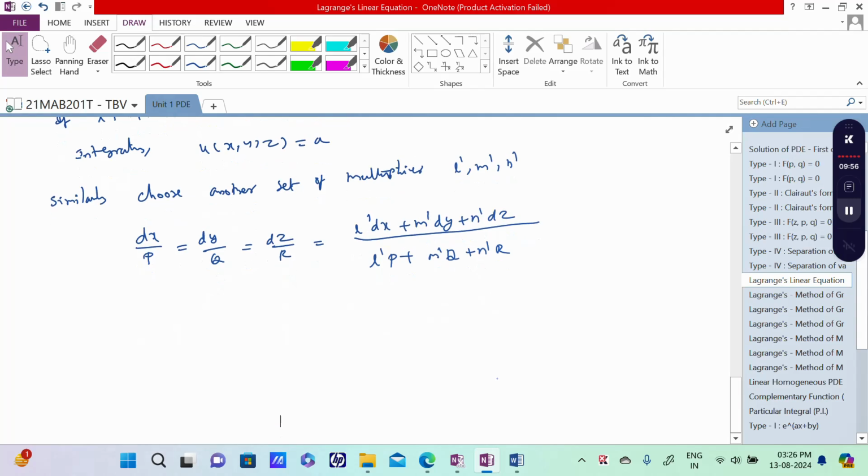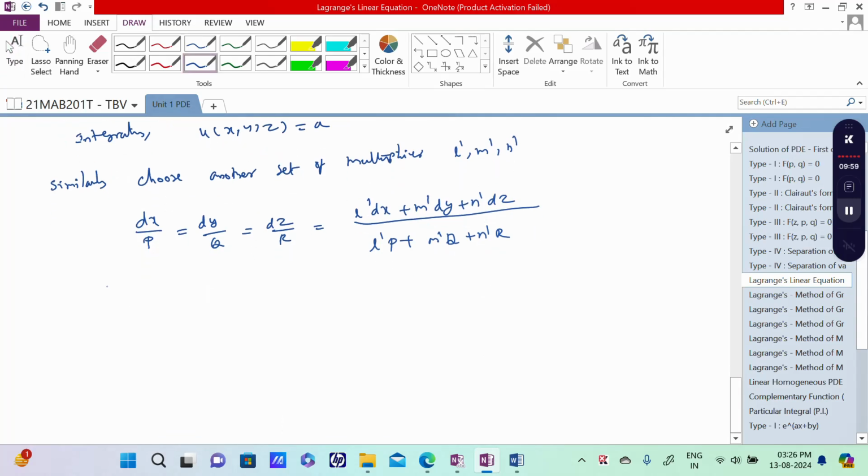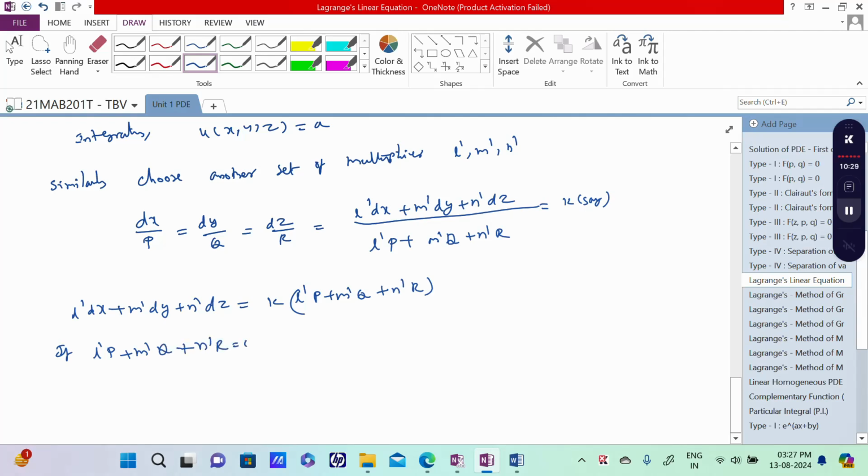As in the previous procedure, we consider k or any other term. This term: l dash dx, m dash dy, n dash dz equals k into l dash P, m dash Q, n dash R. If l dash P plus m dash Q plus n dash R equals 0, then l dash dx plus m dash dy plus n dash dz equals 0.